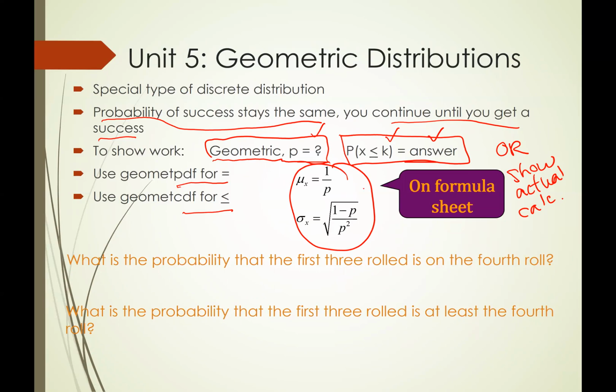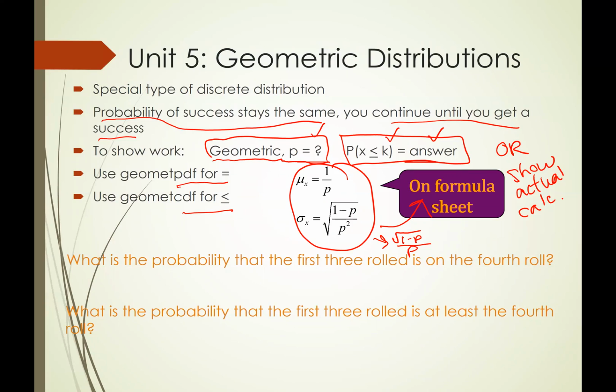Here are the mean and standard deviation, which are on the formula chart. Thought I would fix this. I believe the way it is on your formula chart this year is the square root of 1 minus p over p. That's the same thing as just taking the square root on top and bottom, and then you're taking the square root of p squared, which is just p. So I believe it's written in that form, but obviously both formats gave you the correct answer.